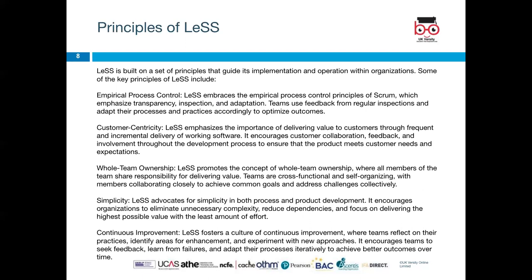So what is empirical process? This involves a core Scrum principle, which emphasizes transparency, inspection, and adaptation. So teams use feedback from regular inspections and adapt their process and practices to optimize outcomes.